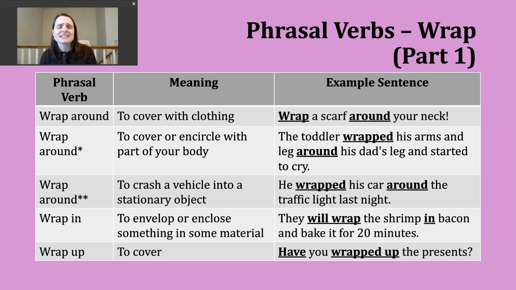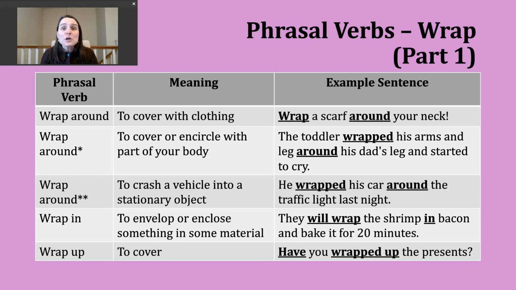Maybe he doesn't want his dad to leave, right? So he's kind of attached himself. He's encircling his body around his father's leg. This sentence, the toddler wrapped his arms and legs, would be an example of the simple past tense.